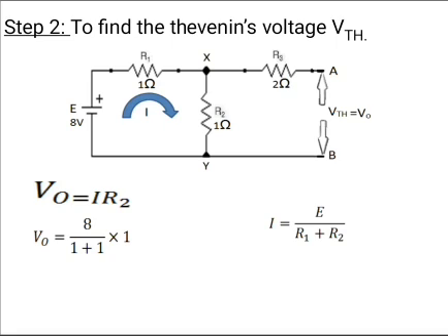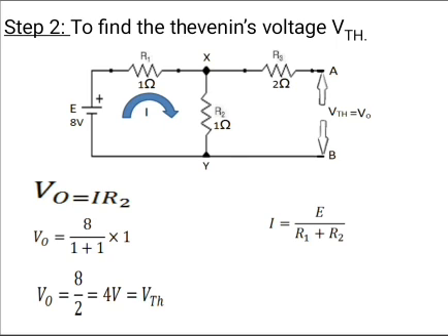1 ohm plus 1 ohm into R2, 1. So VO equals 8 divided by 2. That equals 4 volts. That equals VTH. Thevenin's voltage equals 4 volts.